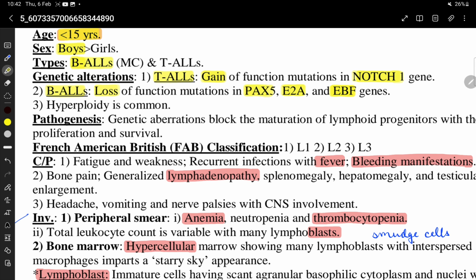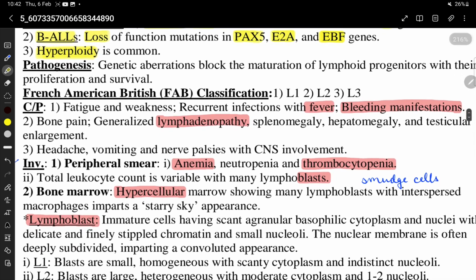And hyperploidy is common. To repeat, in case of TALL there is a gain of function mutation of the Notch1 gene. In BALL, loss of function mutation in PAX5, E2A and EBF genes. And hyperploidy is common in ALL.